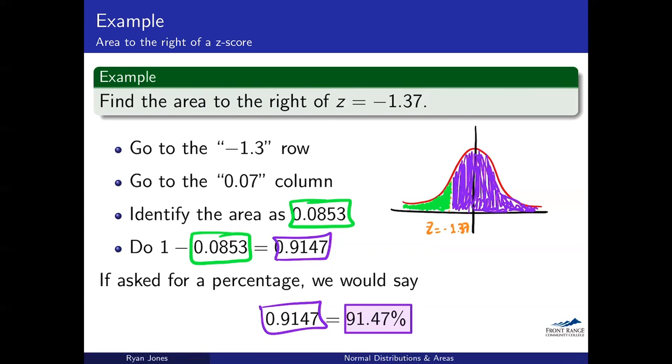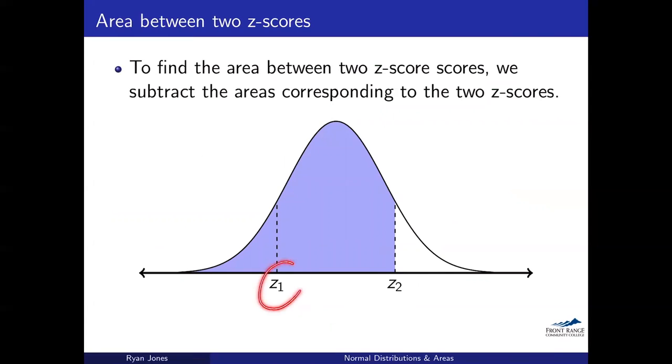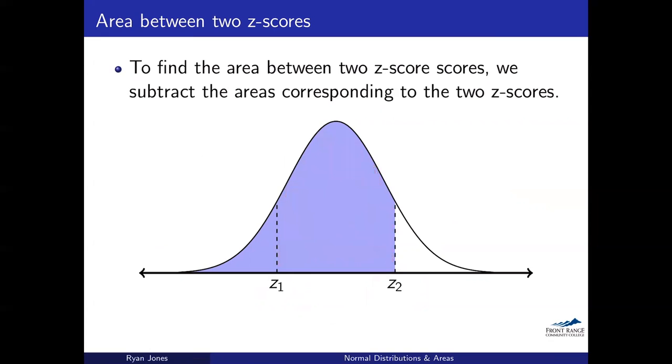The last thing that we're going to see here is finding the area in between 2 different z-scores. So let's say that I gave you 2 z-scores, z1 and z2. If I want to find the area between them, meaning this area right in here, I have to get a little clever. The first thing that I want to recognize is that in this purple region, all of this, that's the area to the left of z2. That should be pretty clear.